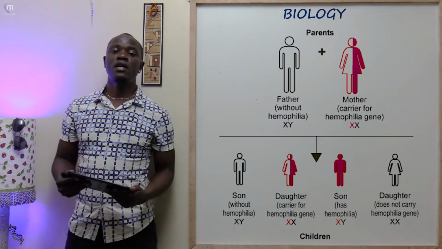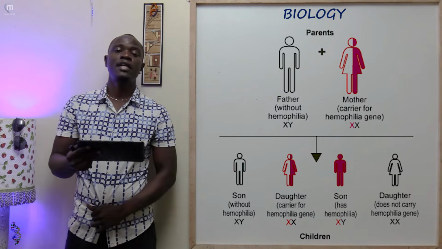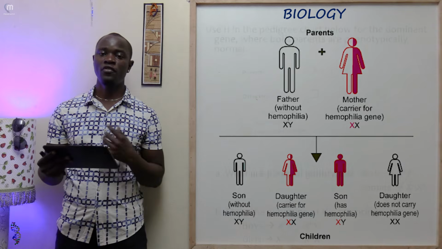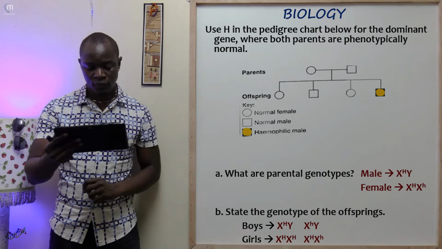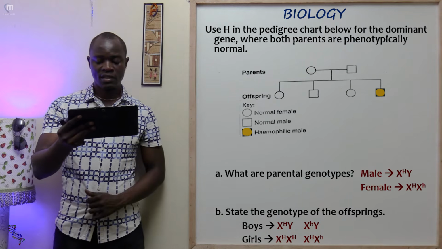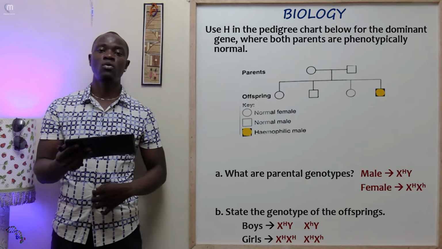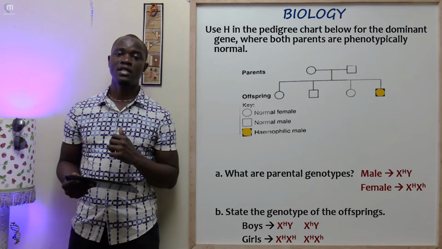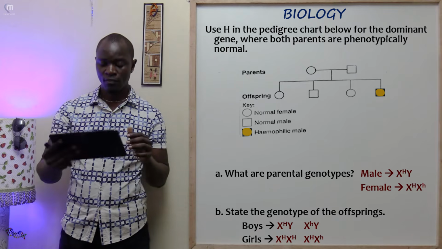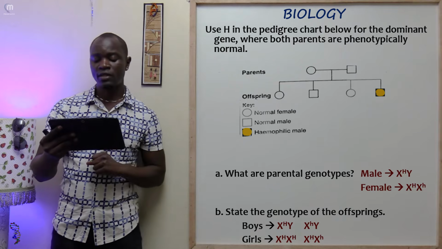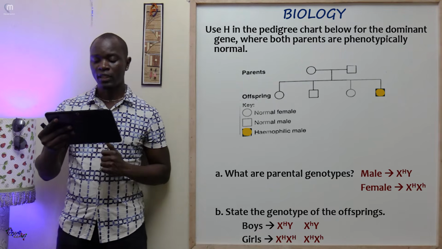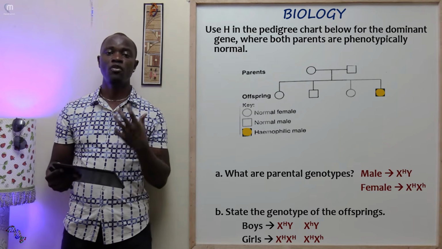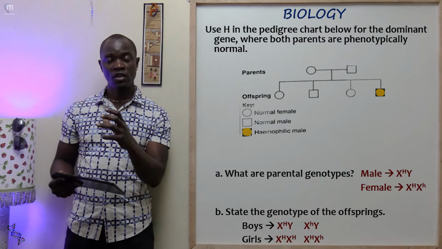Therefore, the genotype of the female is X capital H and X small h, to represent that she is a carrier. So part B of the question is asking, state the genotypes of the offspring. So what are the genotypes of the offspring? The first offspring, we see that they are normal males. They are normal female. The next offspring, we can see they are normal males. The third one, we can see normal female. But the fourth offspring, we can see that is hemophiliac male.